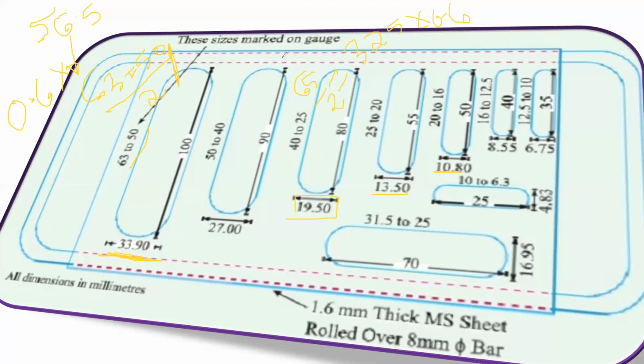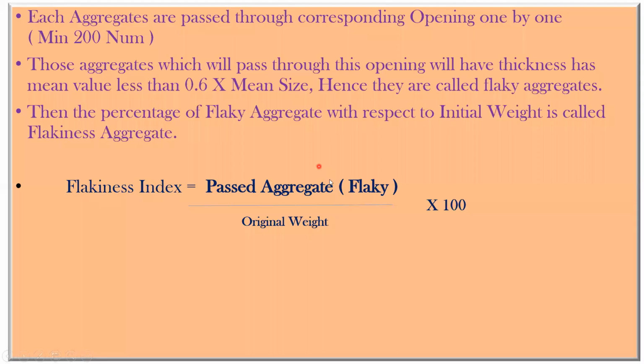Now this is a thickness gauge. Next we'll try to see how the test has to be performed. Actually what we do, we have to take a minimum of 200 aggregates. Each aggregate is passed through the corresponding opening one by one.